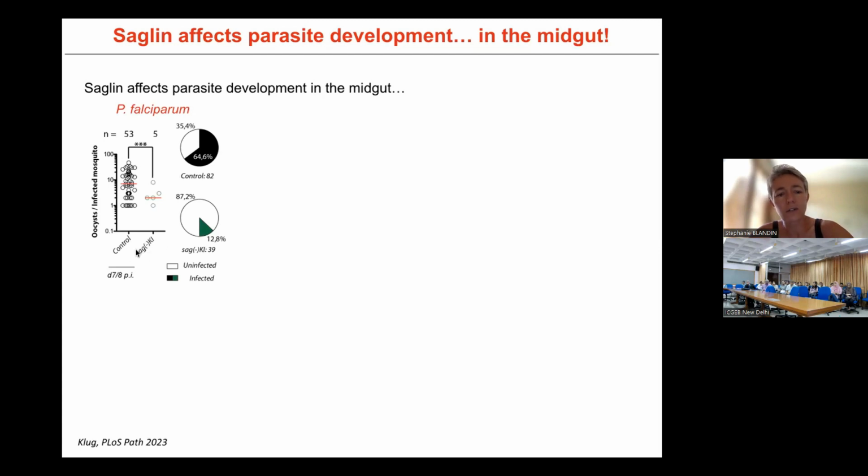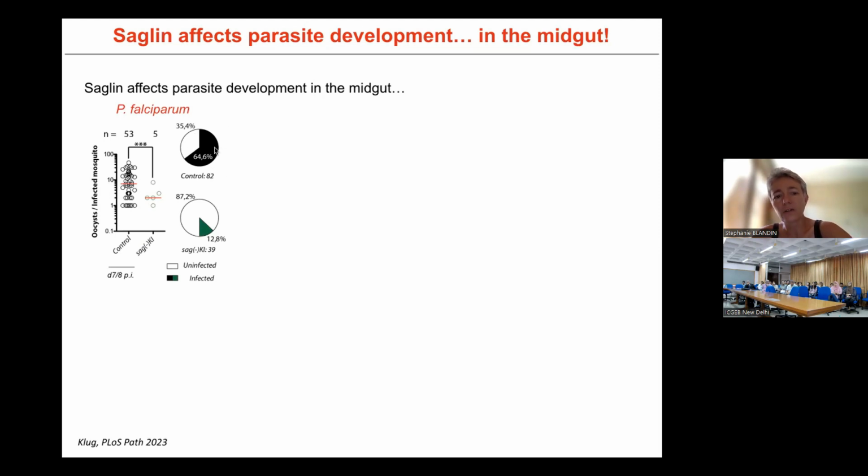So the Saglin knockout is here, the control mosquito is here. And what you have here is a group of dots, and each of these dots is one mosquito. What we count is the number of parasites that develop in the midgut of the mosquito. So what you can first see is that there are clearly fewer parasites developing in the Saglin knockout compared to the control mosquitoes. And in addition to that, there is a sharp decrease in the prevalence.